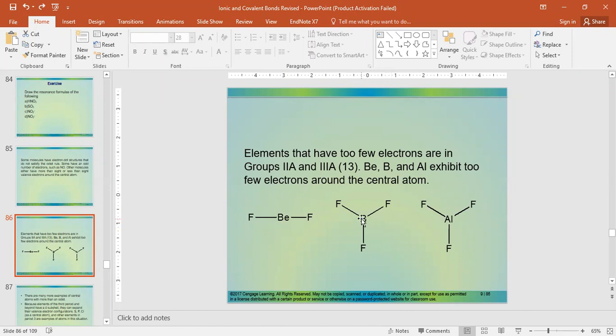The other one that you can see is the boron trifluoride here. Again, you know the electronic configuration of boron.